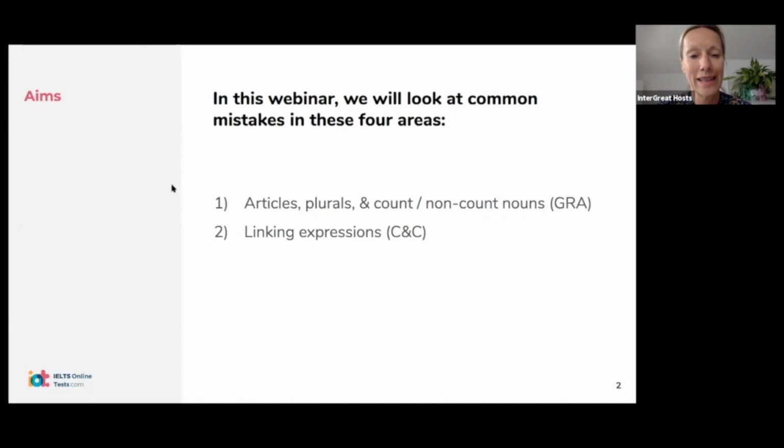Okay, and then we have linking expressions. So we've got C and C in brackets here. What does that stand for? C and C. Hi, John. So I will try and acknowledge you as you arrive. Coherence and cohesion, that's right.